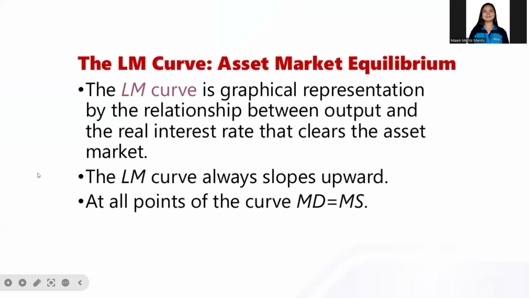The LM curve is a graphical representation of the relationship between output and the real interest rate that clears the asset market. It slopes upward. It is the kabaliktaran ng IS, which slopes downward. The LM slopes upward. And at all points of the LM curve, the money demanded and money supplied must be equal.